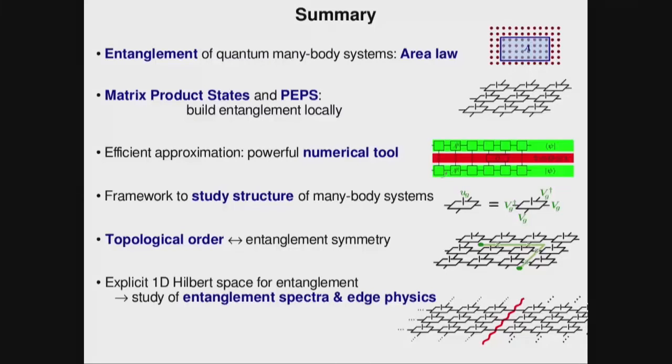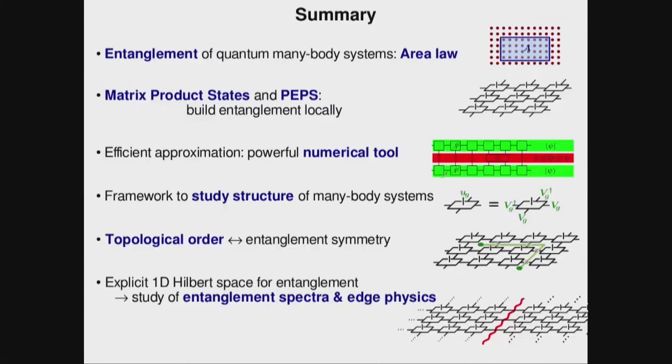This motivated the construction of matrix product states in 1 dimension and of PEPS in 2 dimensions, where we build the state up locally by taking some local tensor and building up the entanglement from local building blocks. This provides an efficient approximation of those states and also an efficient simulation method, which is very powerful to simulate 1-dimensional and also 2-dimensional systems.